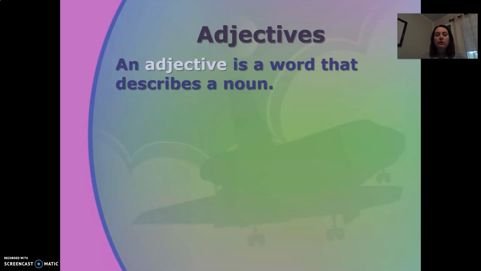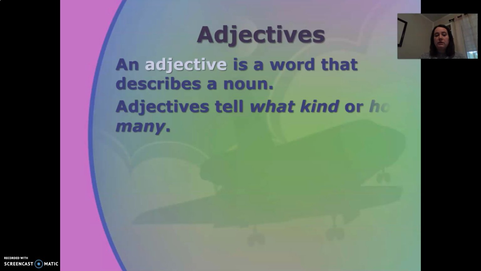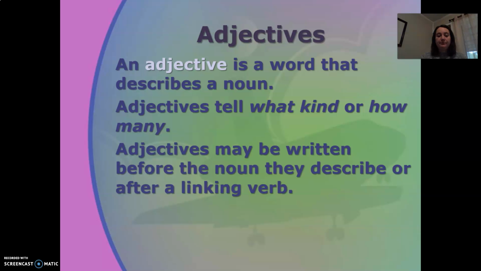An adjective is a word that describes a noun. So it's going to be important to look at what word is it telling us more about. Adjectives tell what kind or how many. Adjectives may be written before the noun they describe or after a linking verb.